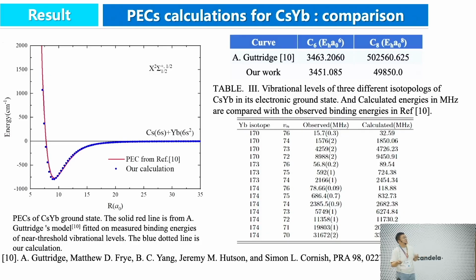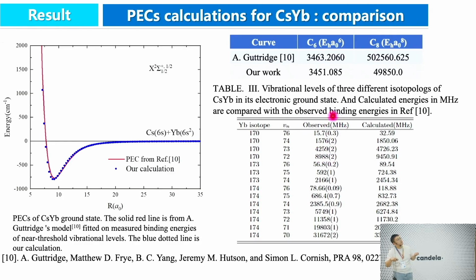Do another comparison. I found another reference from Durham's team, fitting on the measured binding energies of near-threshold vibrational levels, and we found that in the short range we have almost the same well depths and equilibrium distance. It's good, and for the C6 coefficient, their fitted value is consistent with our calculated value, which is also good.